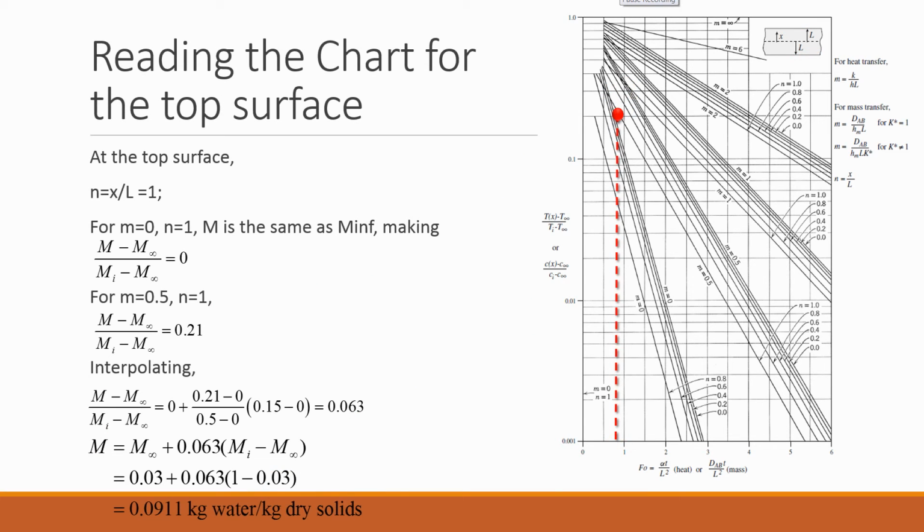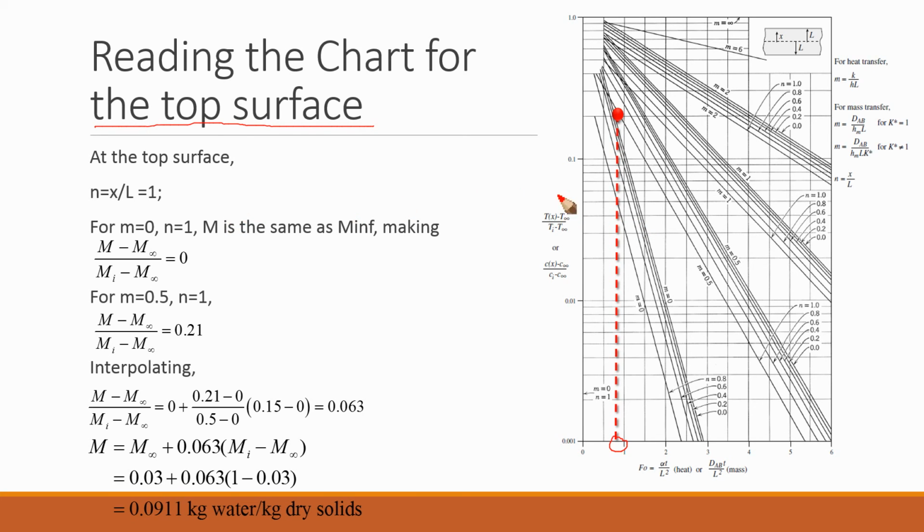For this last part of the problem, we would like to find the moisture at the top surface for the time that we calculated in the previous slide, for which the non-dimensional time is 0.8. So at 0.8, we simply have to choose the right line and read the y value. But notice we have the same problem again with the m value, which depends on the boundary condition.